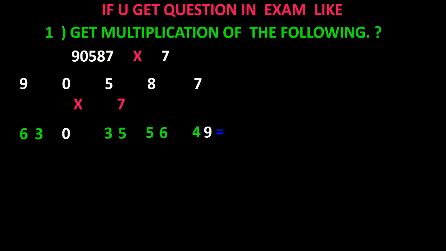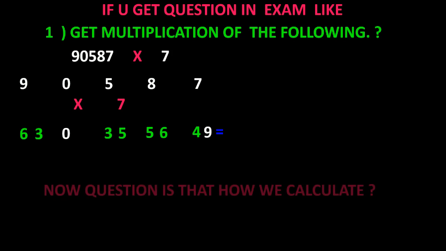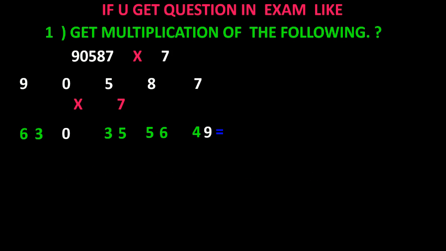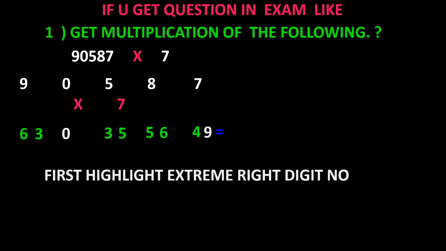So what we have to do is follow the same trick as we followed in the table trick. If you don't know what the trick of the table is, you can see the video. I will give the link in the description and in the I button also, so you can see it from there. Now first highlight the extreme right digit and write it as it is.